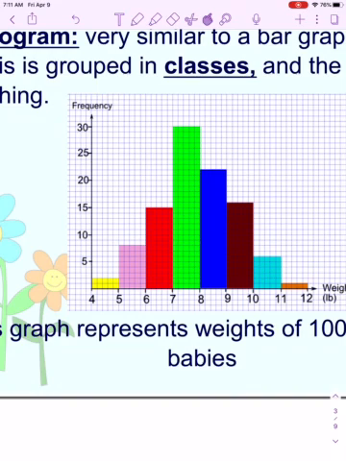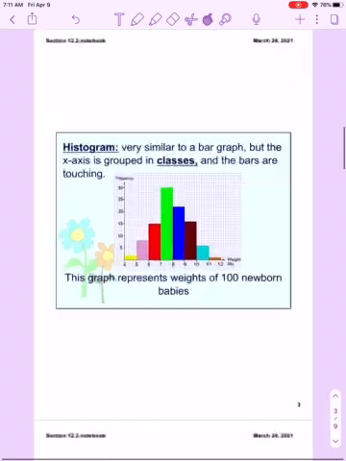So it's just the frequency in each of those categories, how many things or people or whatever you're talking about fell into each of those ranges or classes. Your classes are what's down here, like 4 to 5 was a class, then 5 to 6 was a class, so on and so forth.